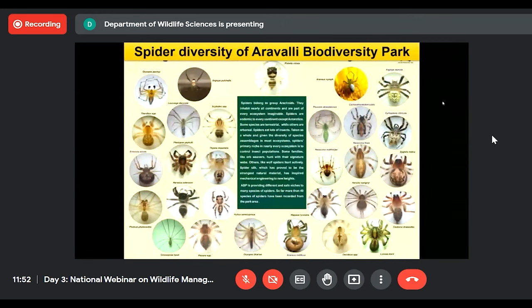Then spider diversity. These are all a kind of food cascade within the ecosystem. They provide something for nesting, feeding, and breeding. So they are all wild. Next, please.